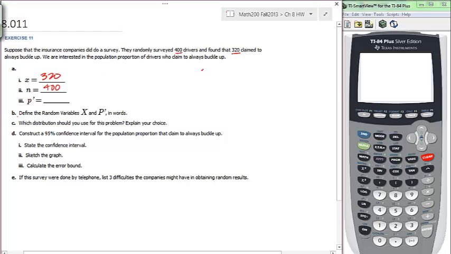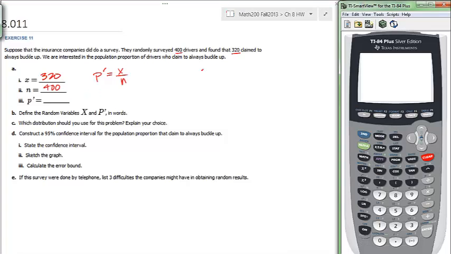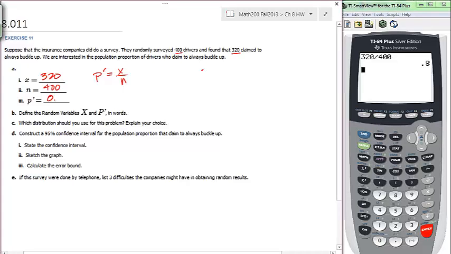And P prime here is going to be the number of successes divided by n. And so let's punch that in our calculator. We get 320 divided by 400. And so we get 0.8. Now if this looks kind of familiar, it is pretty much the binomial distribution.